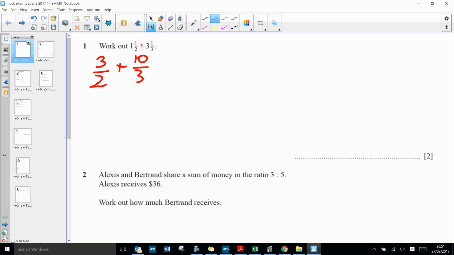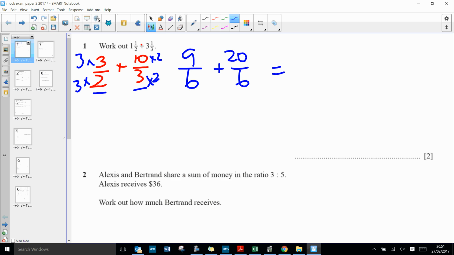So if we're adding fractions, we need to have the same denominator. At the moment it's a 2 and a 3. I need to change them both to be 6. So to do that, I multiply both of these by 3, which gives me 9 over 6. And these I have to multiply by 2, which gives me 20 over 6. So that gives me 29 over 6.